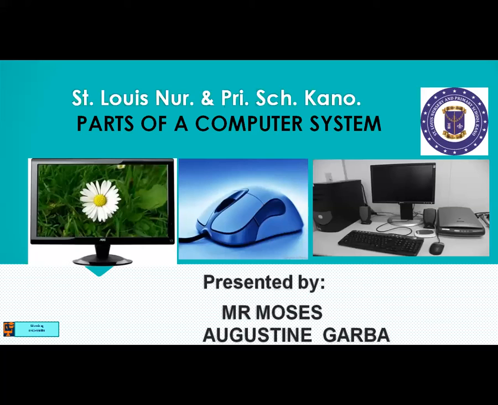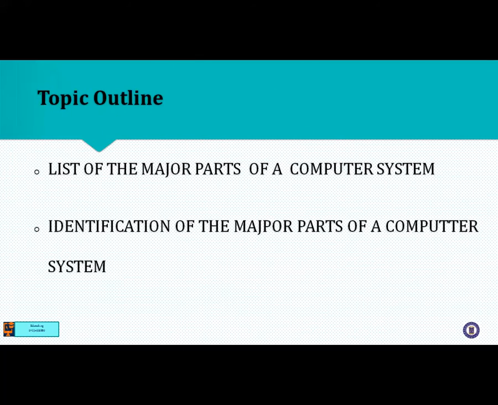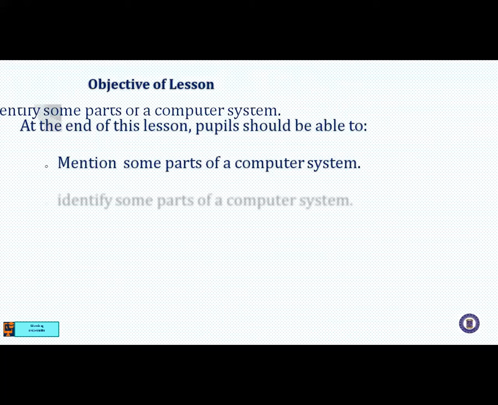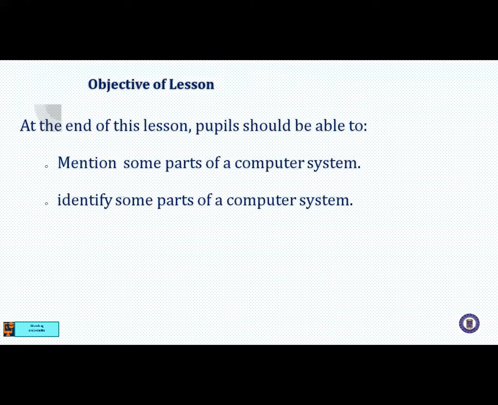Now let's look at the topic outline, which is going to be talking about the major parts of the computer system, then identification of the major parts of the computer system. The objective of this lesson is that at the end of this lesson, pupils should be able to mention and identify some parts of the computer system, mainly the major parts.